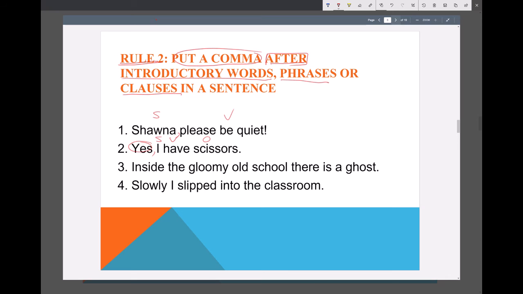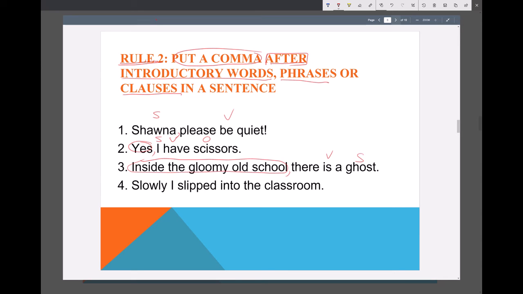So look at this one. Number 3. Inside the gloomy old school, there is a ghost. Where should the comma go? If you put the comma after inside the gloomy old school, that is correct. There is a ghost. Where? Well, it's inside the gloomy old school. So that's your introductory phrase right there.